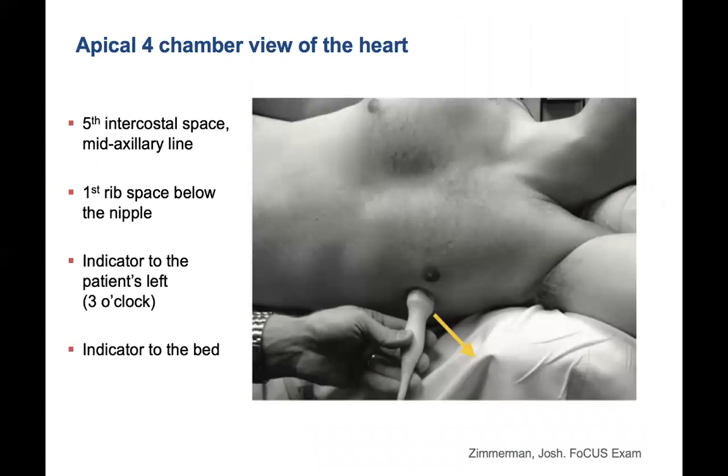Moving on to the apical 4-chamber view. This is going to be in that 5th intercostal space, the mid-axillary line. And I often start at that first rib space below the nipple. Here, the indicator is going to be to the patient's left or 3 o'clock, or you can think of it as the indicator to the bed. And you can see how this operator here is holding the probe in that underhand view. Of course, you would hold it closer to the base and stabilize your hand on the patient's chest. They're only not doing that in this picture so that you can see more closely how the probe is oriented.